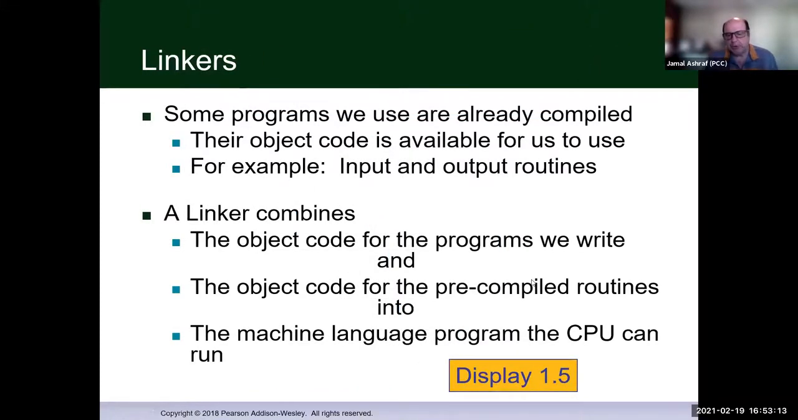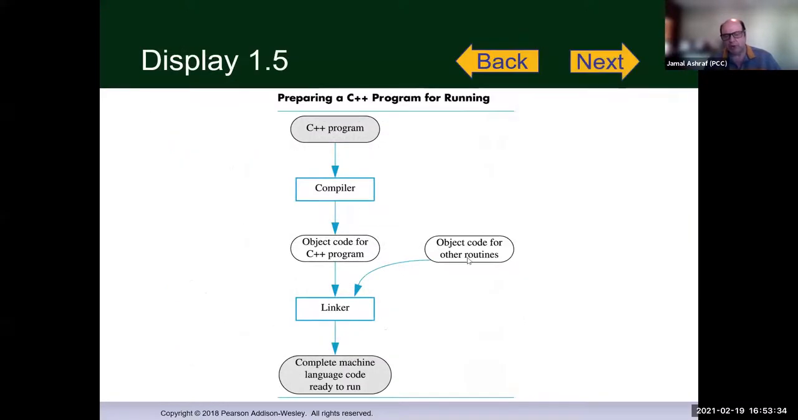A lot of times we don't have to recreate things that are already there. We might have code that is already compiled, and I don't have to compile it again. So we can reuse those things and add them to our program through the linker. It's not part of my program, but I can add it through the linker before the complete machine language.